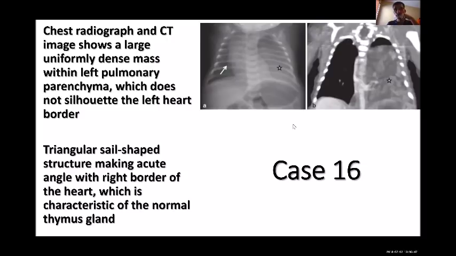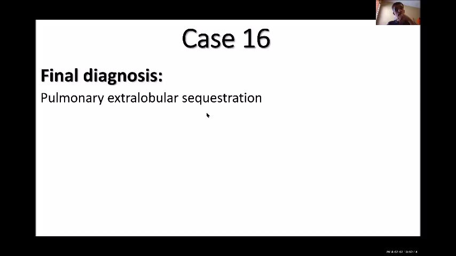Oh, you can go. So you can see the lung silhouette very well from the structure, which means the structure is not from the lung, and that's why it's a sequestration. If it's CPAM, it won't be sharply demarcated from the lung tissue. Okay.